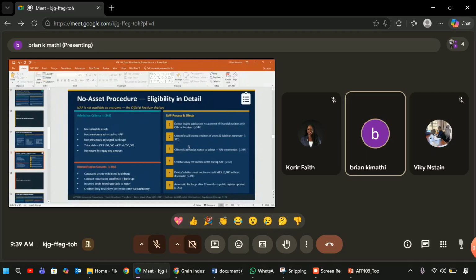This is the process and effects. So the debtor lodges an application plus a statement of financial position with the official receiver. So these are your books, balance sheets for the past like 3 years. When they ask for financial position, it's not like you just bring last year's. No, they might even ask for 10 years of books. They want to see what your business has been doing.